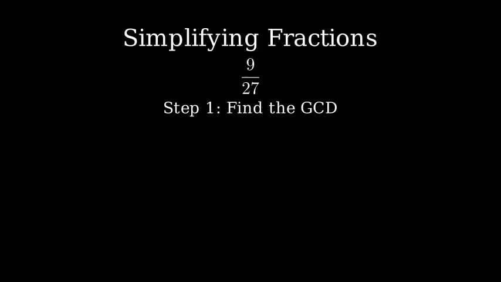If we factorize both numbers, 9 is 3 times 3, and 27 is 3 times 3 times 3. The common factor here is 3.